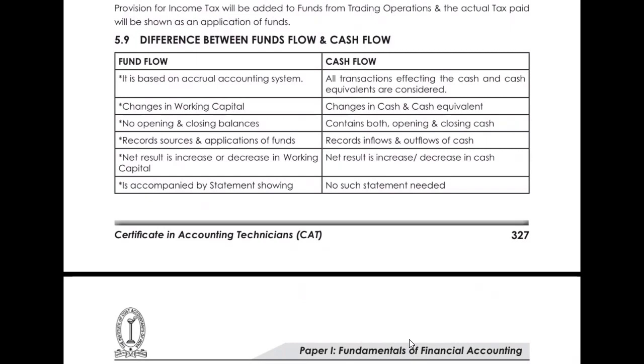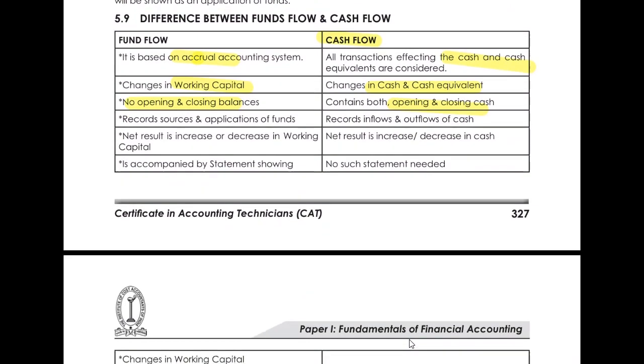We have the differences which we have covered. For example, the fund flow is based on the accrual accounting system whereas the cash flow is only for the cash and cash equivalent. It shows the changes in the working capital, whereas cash flow shows the changes in the cash and cash equivalent. There is no opening and closing balance here, whereas there we have opening and closing both.